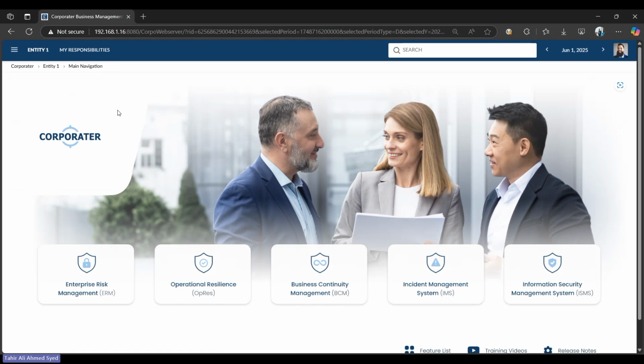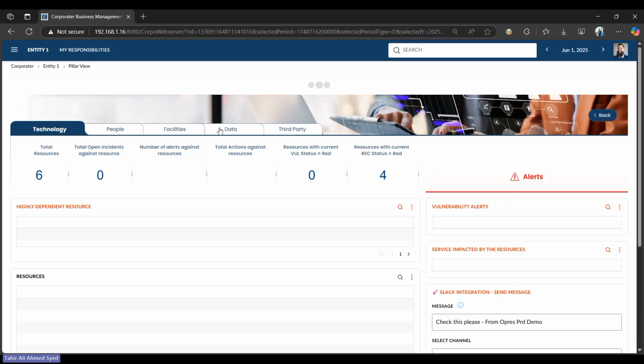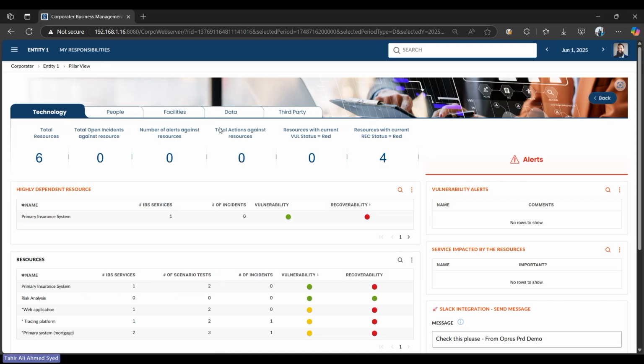But I just want to show you one more important view, which is what we call the pillar view, right? So as I said, every service is dependent on people, process, and technology. But from a technology standpoint, if you want to look at which is the most important server that I have, or the most important system that I have, which is catering to multiple services, we can highlight that by using the highly dependent resource, depending on all the parameters underneath it. And for that important resource, what is the vulnerability and recoverability score, right? And from here, I can identify my points of failure, which could be most critical for an organization.